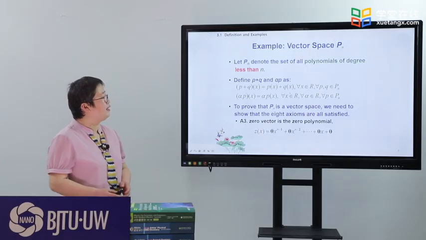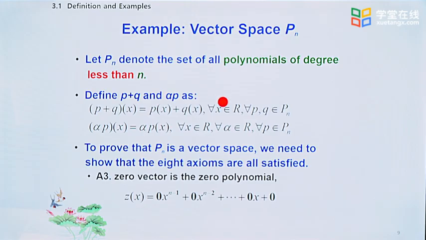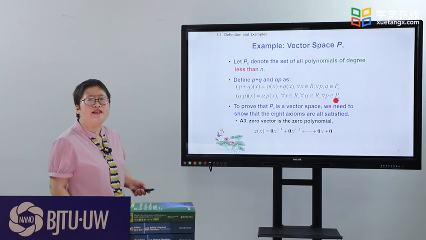Okay. Now we see another example of a vector space. We write it as Pn. Let Pn denote the set of all polynomials of degree less than n. We define p plus q and alpha times p, the addition and scalar multiplication, in this way. So the function p plus q on x equals the polynomial function p of x plus the polynomial function q of x for any x in the real numbers, and any p, q belonging to Pn. These are polynomials of degree less than n.